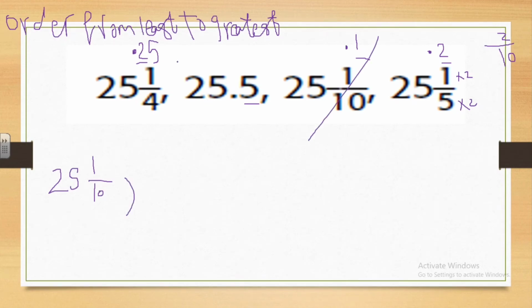The next one, what? 2, 5, and 2. We have two numbers that contain 2. Let's look before. Here we have 5 and here we have empty place. Empty, it means like we have 0. So of course the 0 is smaller. So it will be 25 and 1 over 5.